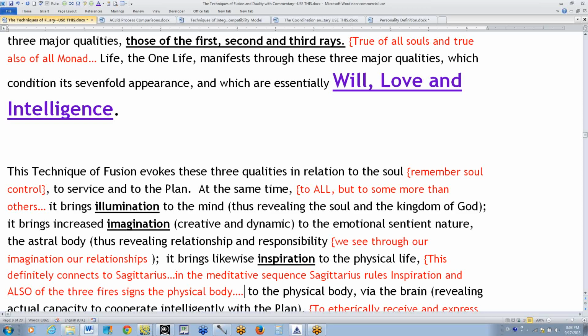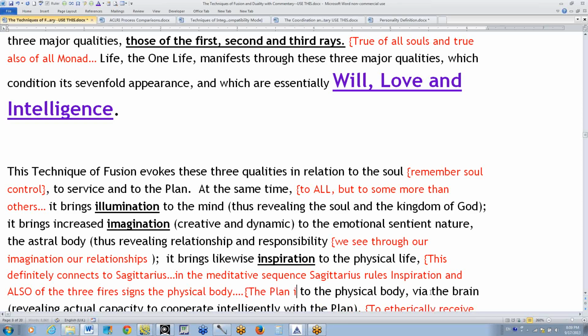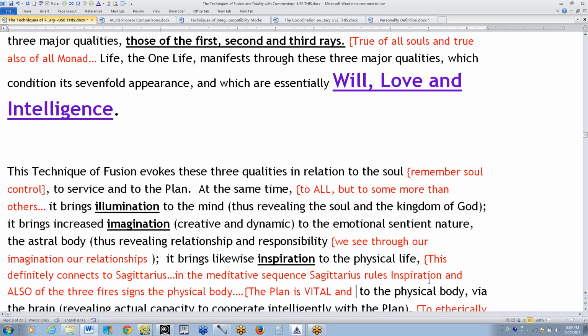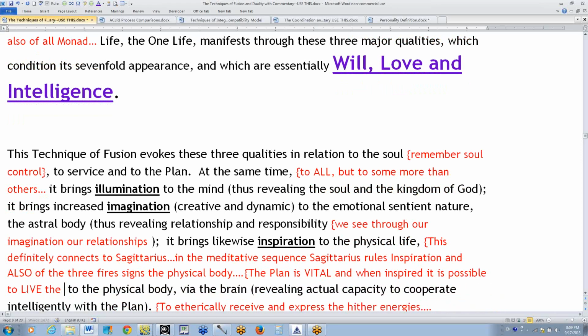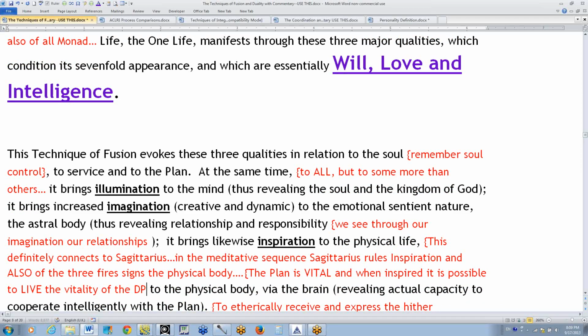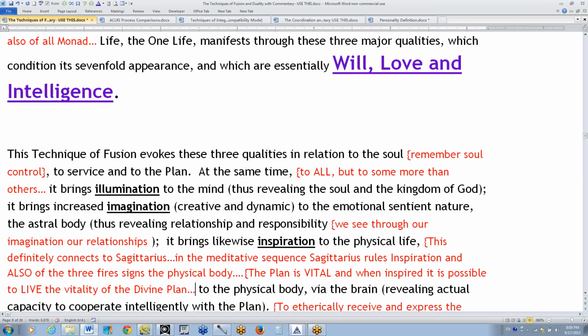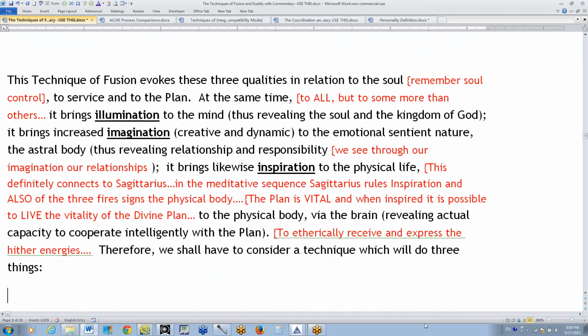And the etheric body is charged with the energies of the triad. And so it is possible to live the vitality of the plan. The plan is vital, and when inspired, it is possible to live the vitality of the divine plan, and really become a very effective agent in the three lower worlds.